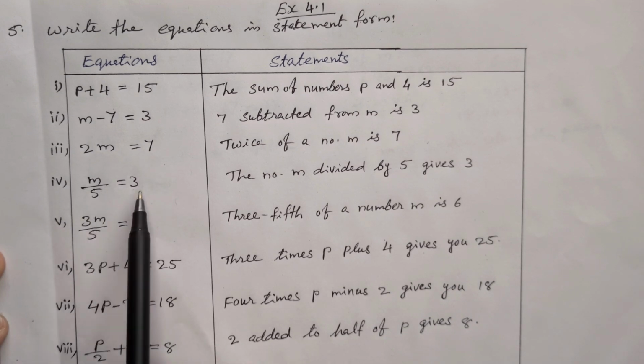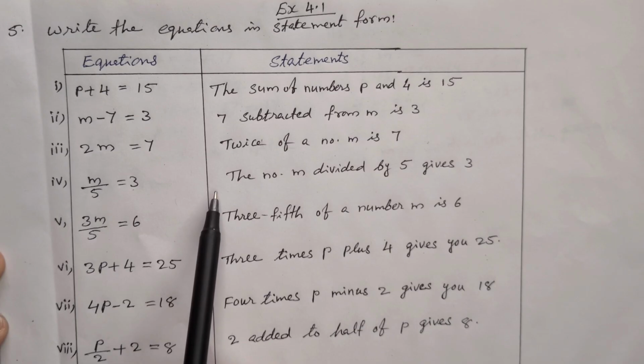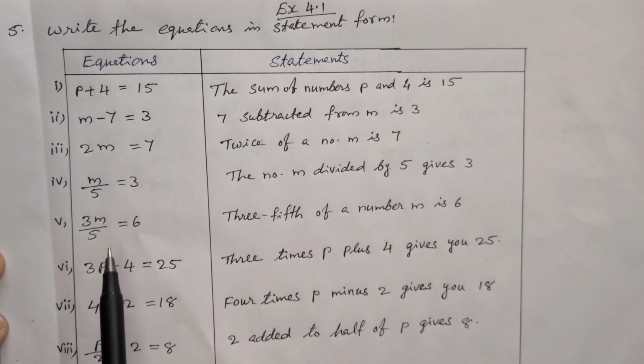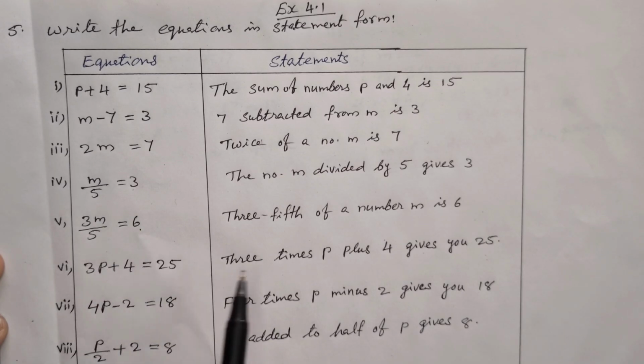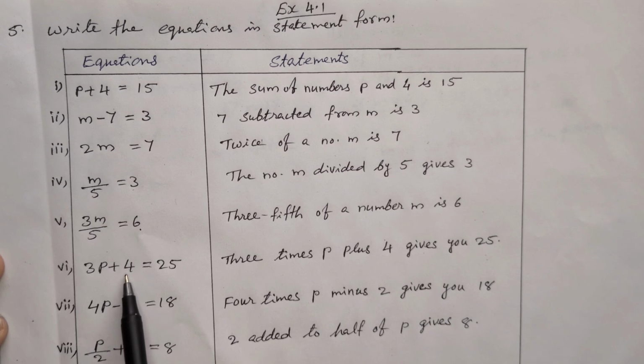Next, m by 5 is equal to 3. The number m divided by 5 gives 3. Here 3/5 of m. 3/5 of a number m is 6. Next, 3p plus 4, that we can write as 3 times a number p plus 4 gives you 25. 3 times p plus 4 gives you 25.